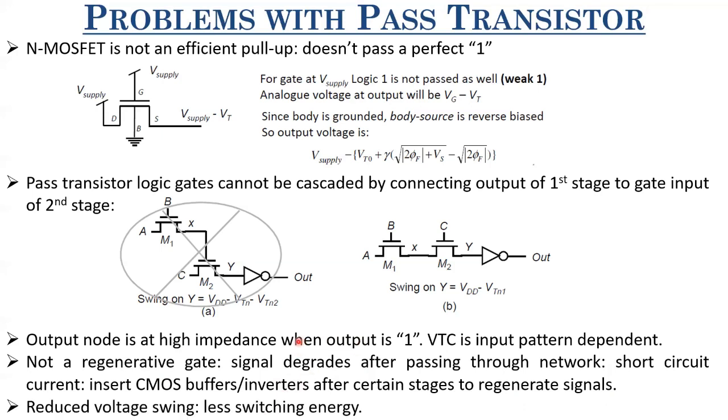Also, voltage swing is reduced, so there is less switching energy. Why is the voltage swing reduced? Because it's only V supply minus VT, right? So if the swing is reduced, switching energy is also less. I mean, dynamic power dissipation is also less.